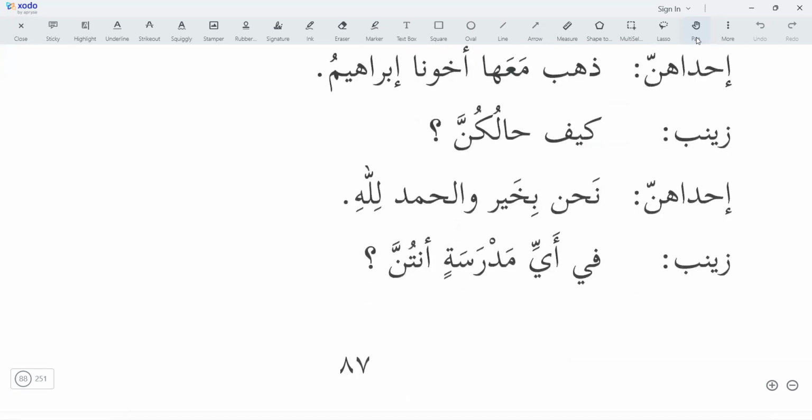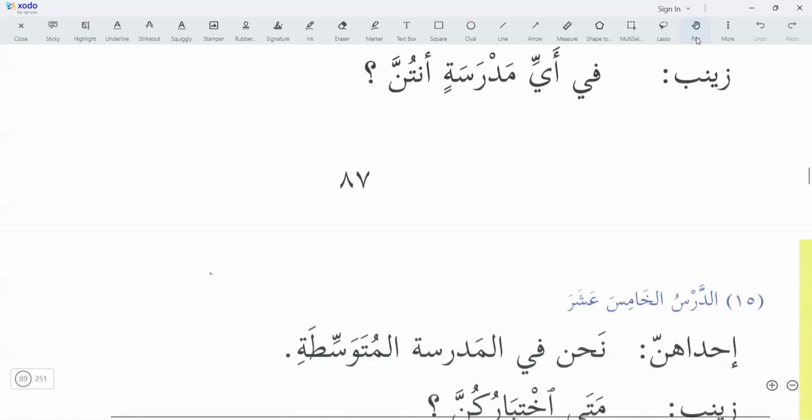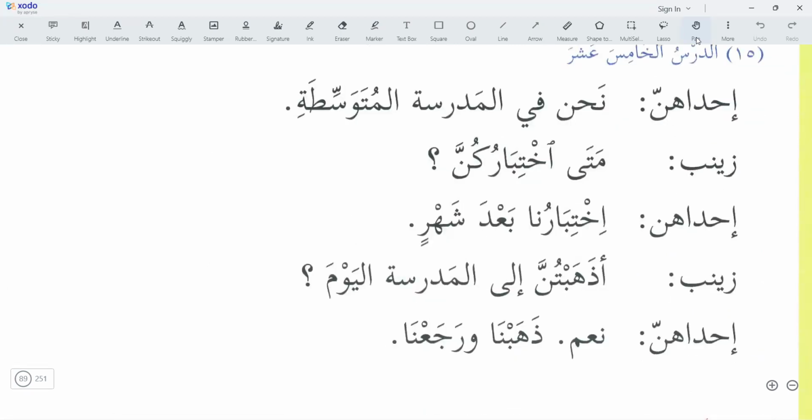Zainabu: Kaifa halukunna? How are you all? Ihdahunna: Nahnu bi khairin walhamdulillah. We are all fine, alhamdulillah. Zainabu: Fi ayyi madrasatin antunna? In which school are you all? Ihdahunna: Nahnu fil madrasatil mutawassitati. We are all in the middle school.